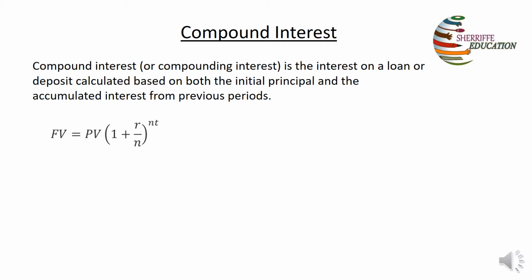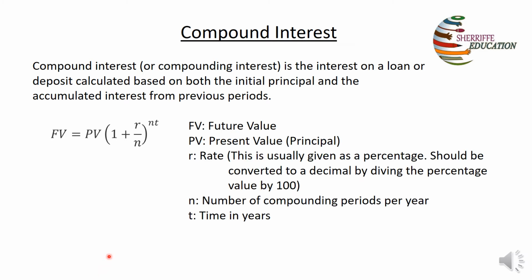Now, the formula associated with compound interest is shown. However, in order to understand this formula, we need to know what these variables represent. FV represents the future value. So, this will be the value of the investment in the future, or one can think about it as the total amount that you will repay on a loan.